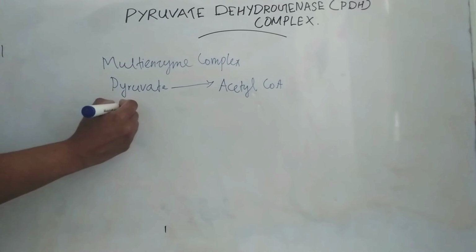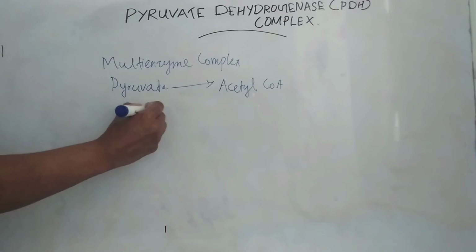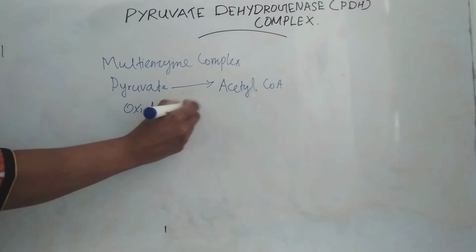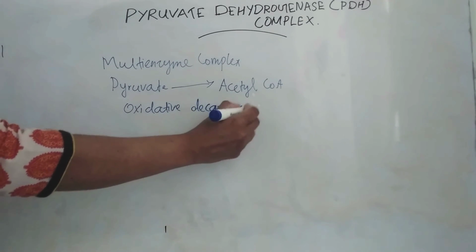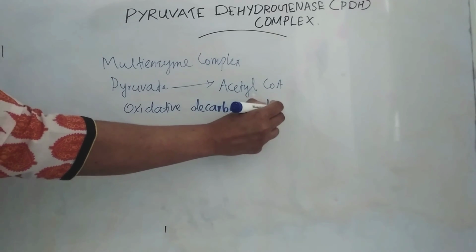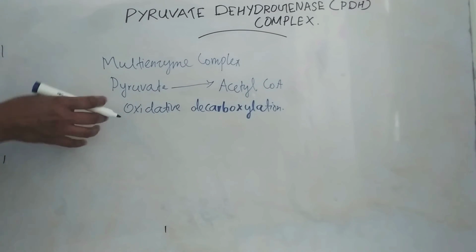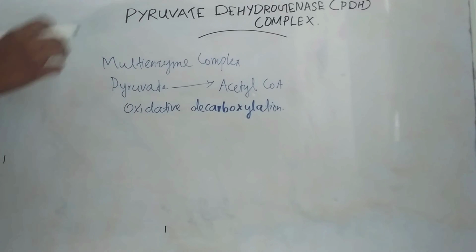So, it is named oxidative decarboxylation. And this reaction is catalyzed by a multi-enzyme complex that is known as the pyruvate dehydrogenase complex, or PDH complex.